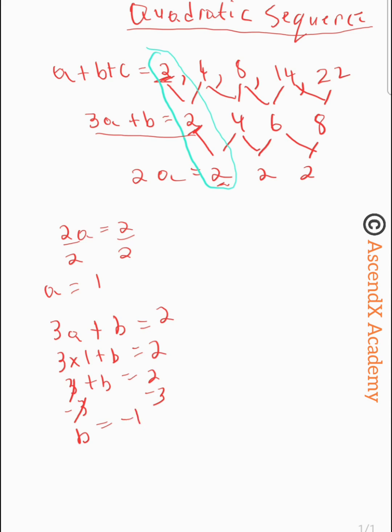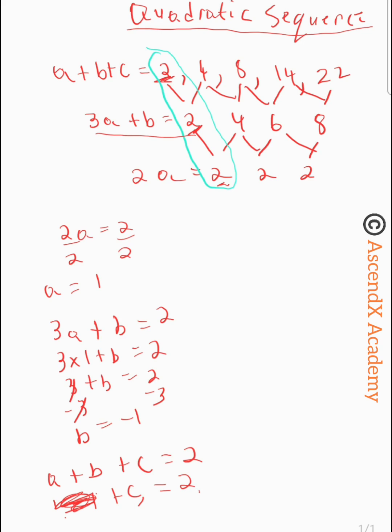Okay, now we go to the last step. We have a plus b plus c equals 2. Then we have a is 1, plus b is negative 1. So we can write plus negative 1, but we can just simply write it as minus 1. Then plus c, and this equals 2. So this 1 minus 1 is just going to leave as 0, and we are left with c equals 2.